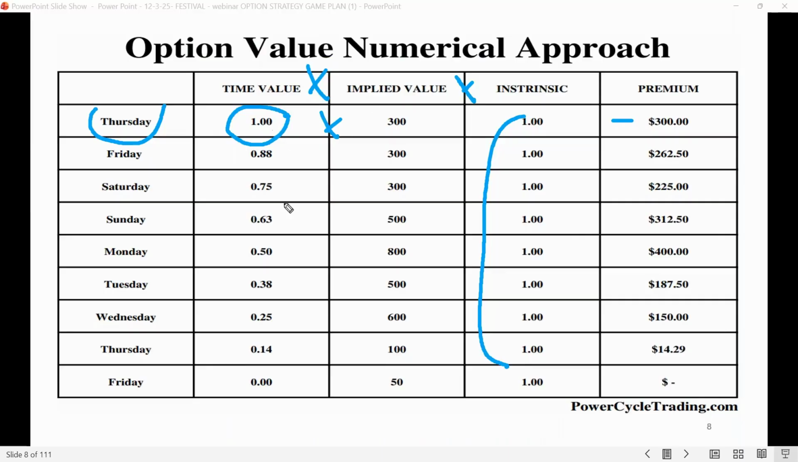This is working each and every day, and when you come back after the weekend on a Monday, you can see your time value component has been cut in half. Even though in this example I increased the implied volatility to 800, the premium only went up to 400 from the original premium of 300. So you can see the impact that time and volatility have on the value of your option. At the end of the cycle, both time value and implied volatility go to 0, and that option becomes worthless.